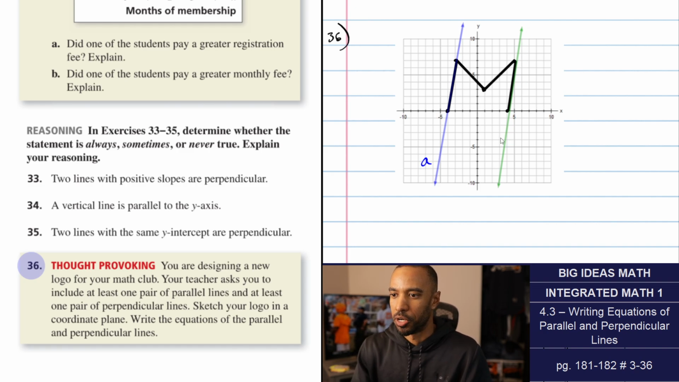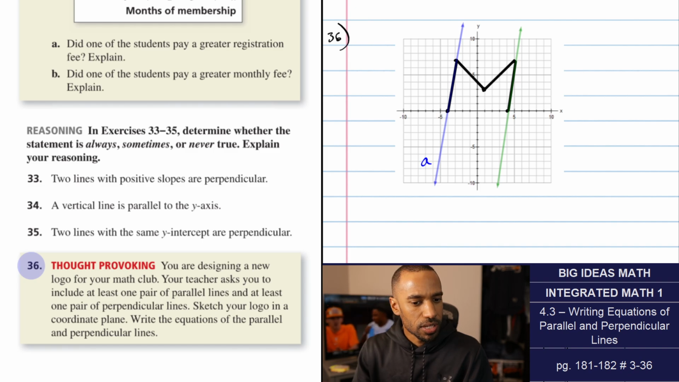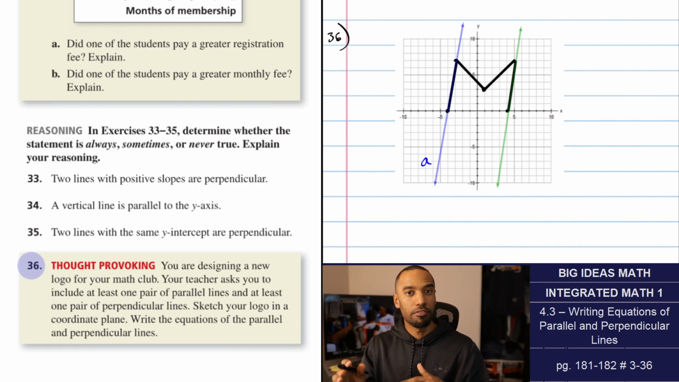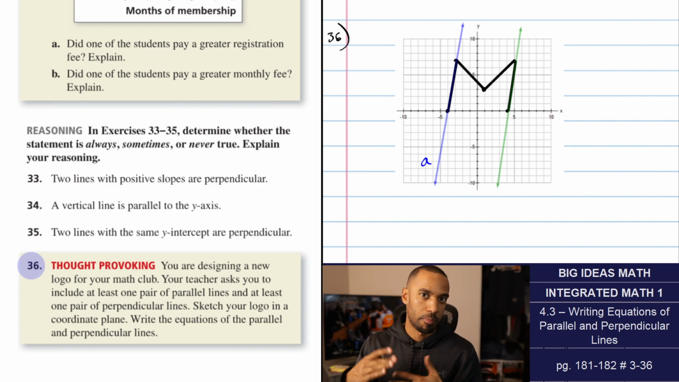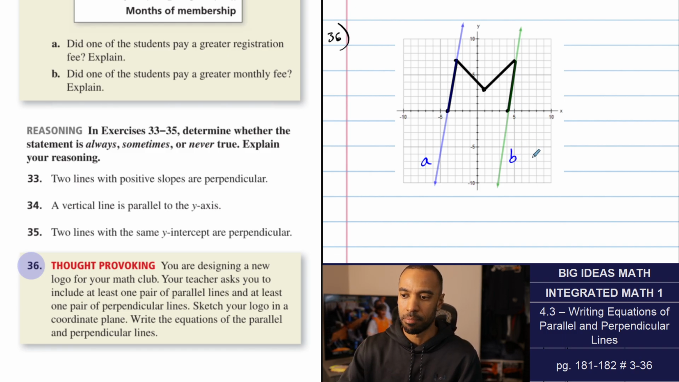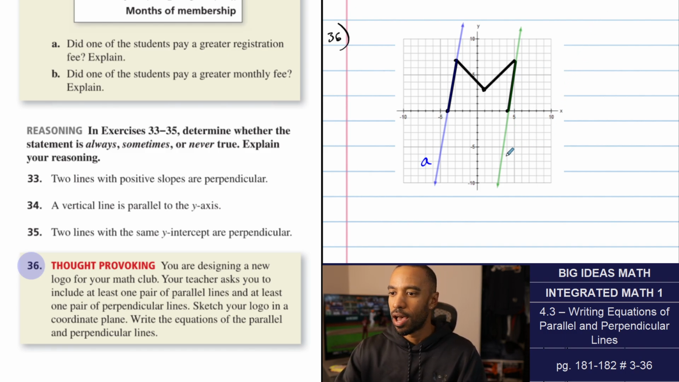We shall call it line B. What did they say? Sketch your logo. It asks you to include at least one pair of parallel lines, at least one pair. Now, by the way, you could have had two lines that are parallel and then one that's perpendicular to the parallel. You know, things like that. I'm just going in my own direction with this.